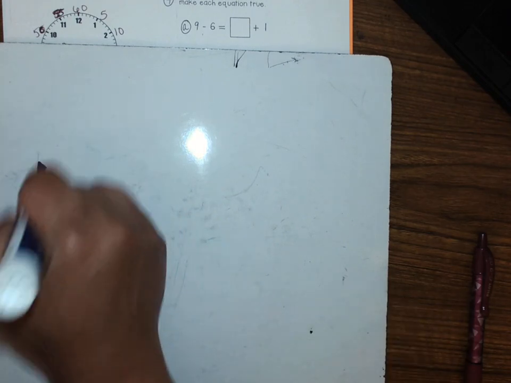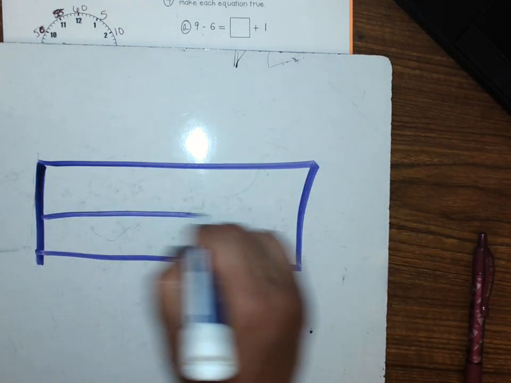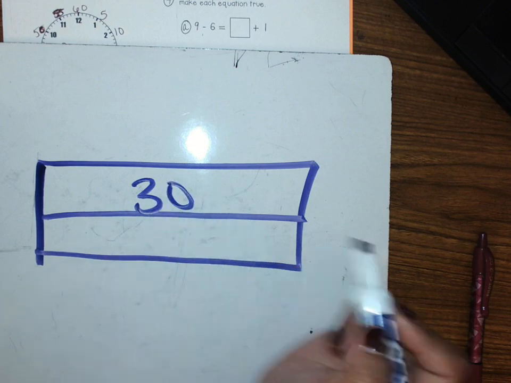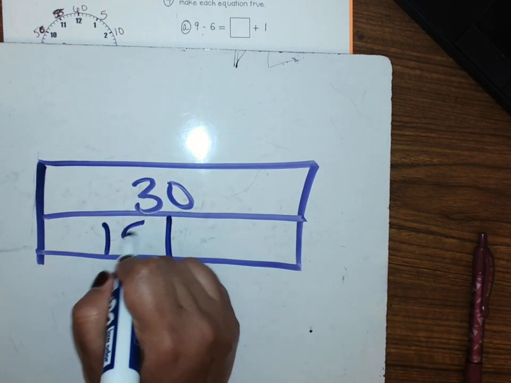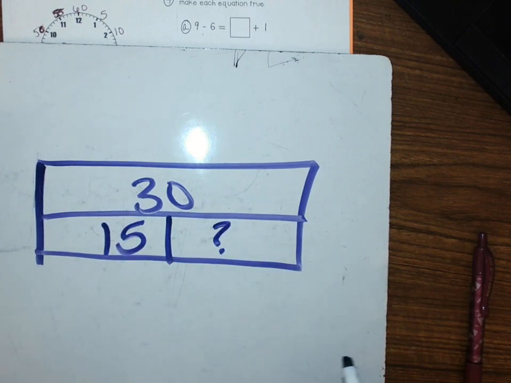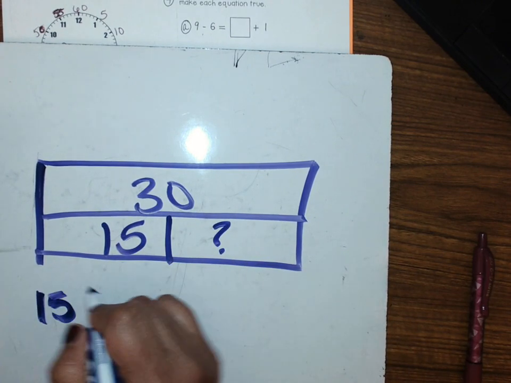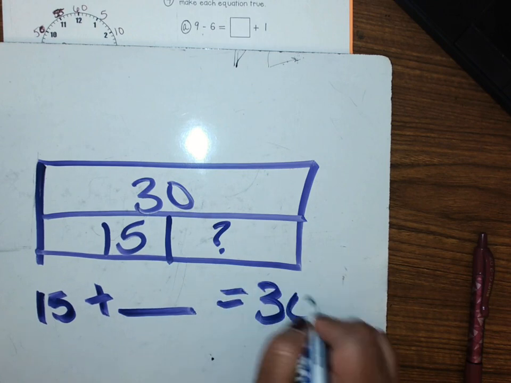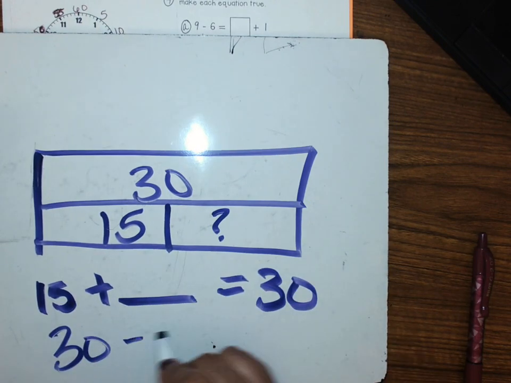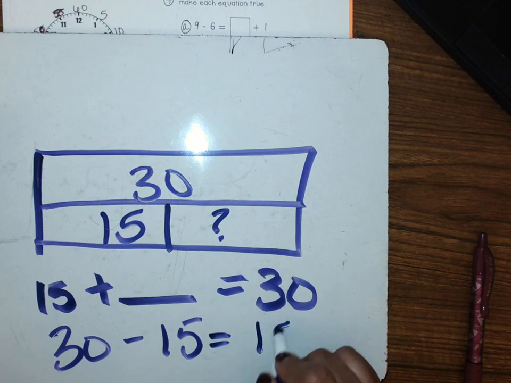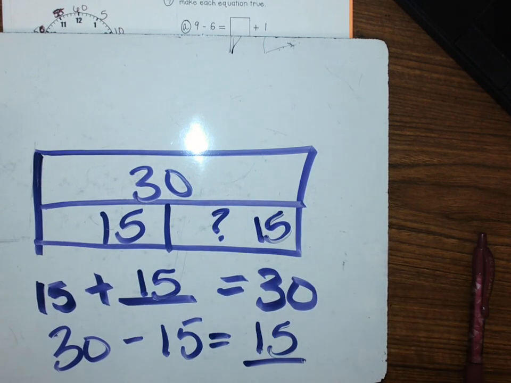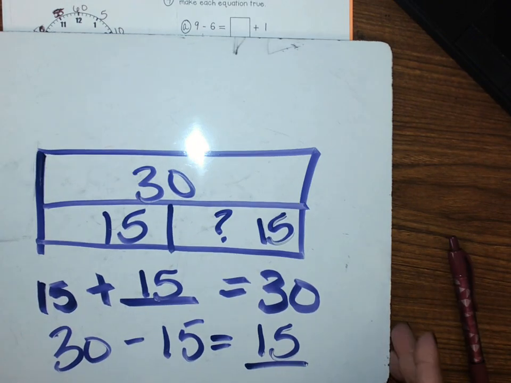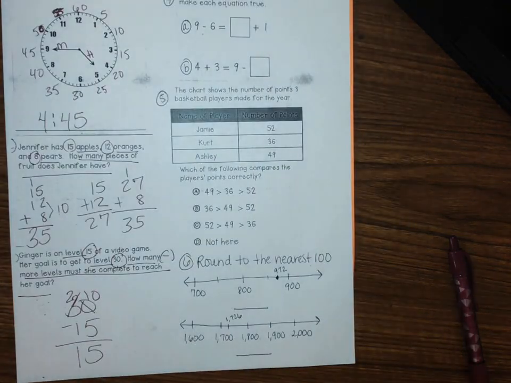So you can also do a strip diagram, where 30 is your goal. So this is the whole piece, and you have part of it is 15. And so you can always add up. 15 plus blank equals 30. Or you can subtract. 30 minus 15 equals 15. And that's the part that will go in here. And 15 plus 15 equals 30. And so that's how you can get those. A couple of different ways you can use that strategy.